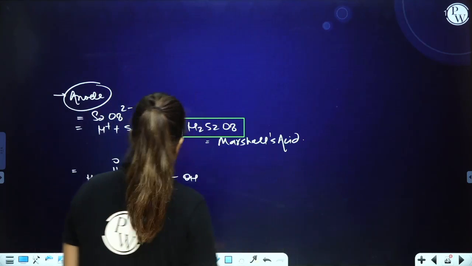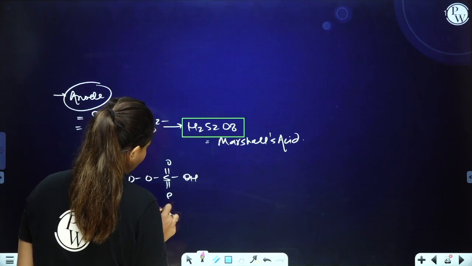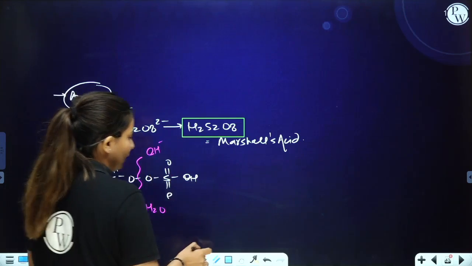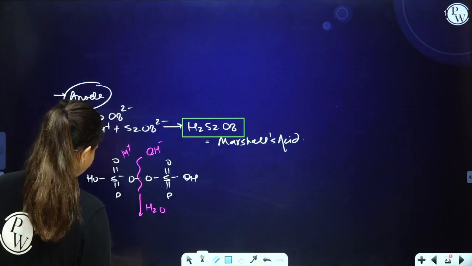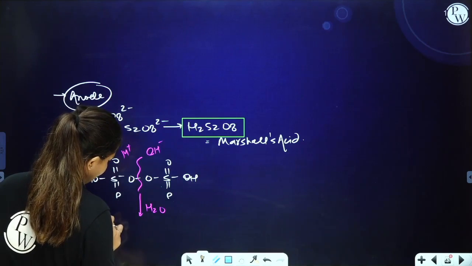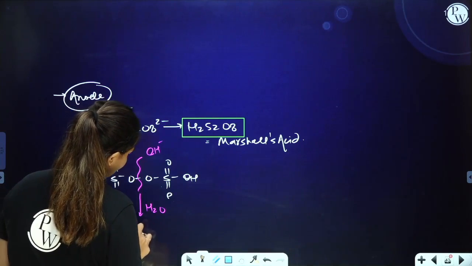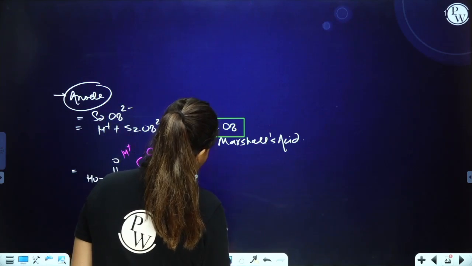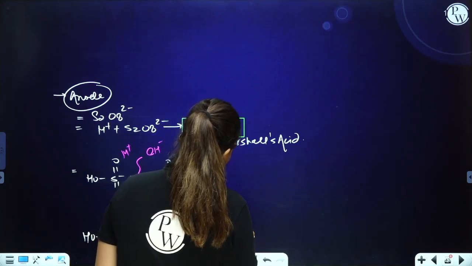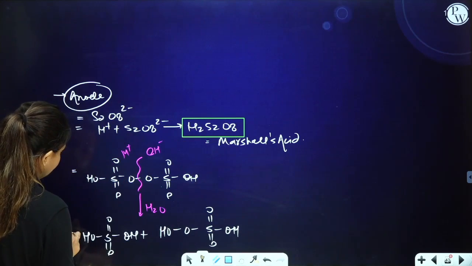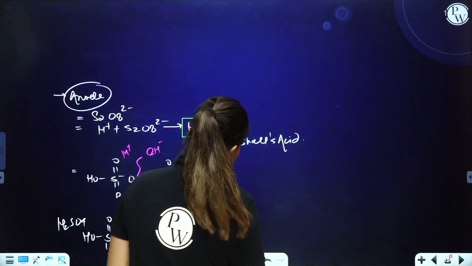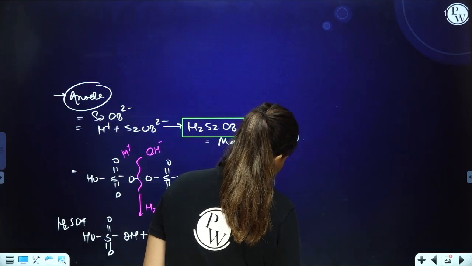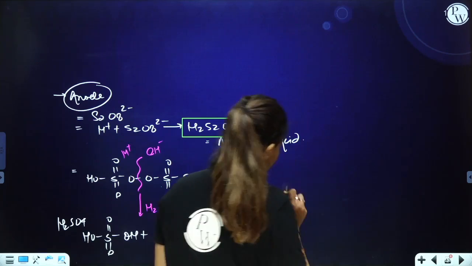This will react with water. This will break to give you first H positive over here, OH negative over here. So the product will be HO-S, double bond here, and OH over here, and HO, and then O over here, and the rest of the molecule will be the same. So what all things are you going to get? You are going to get H2SO4, and you are going to get H2SO5, and this is also called Caro's acid.